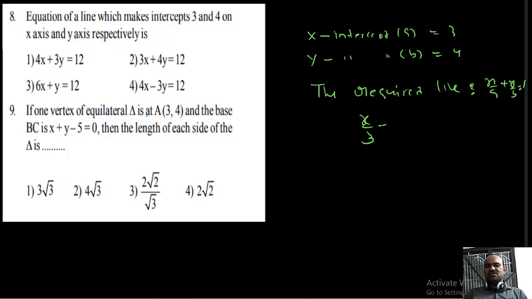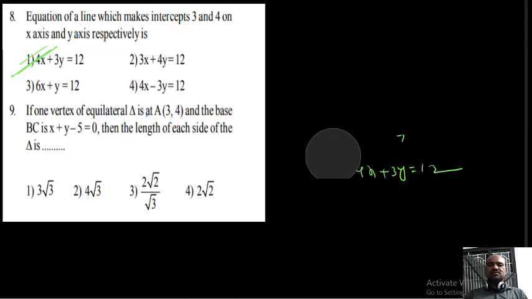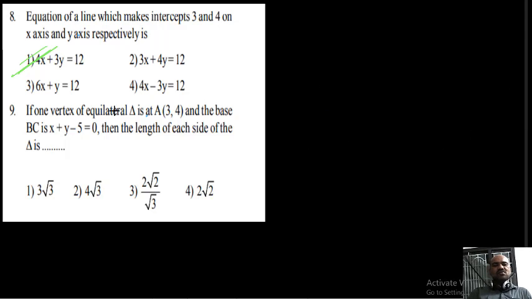x by 3 plus y by 4 equal to 1, or in other words I can say 4x plus 3y equal to 12. 4x plus 3y equal to 12. So first option is correct. Easy problem only. Yeah, our next problem.